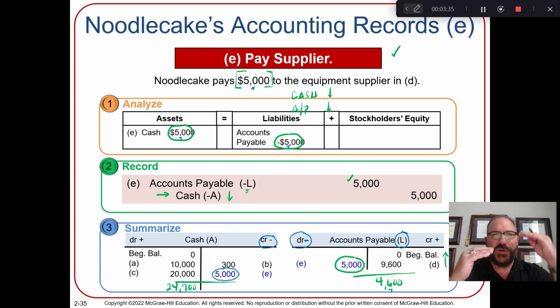So again, what are you trying to do to the account? You're trying to increase it or decrease it. If it's an asset, you increase it on the debit side, and you decrease it on the credit. If it's any kind of payable, if it's a liability, that increases on the credit side and decreases on the debit side. So debit and credit are only left and right until you know what type of account.